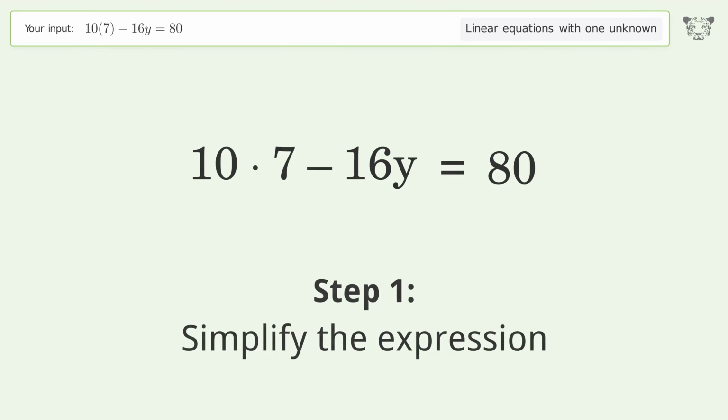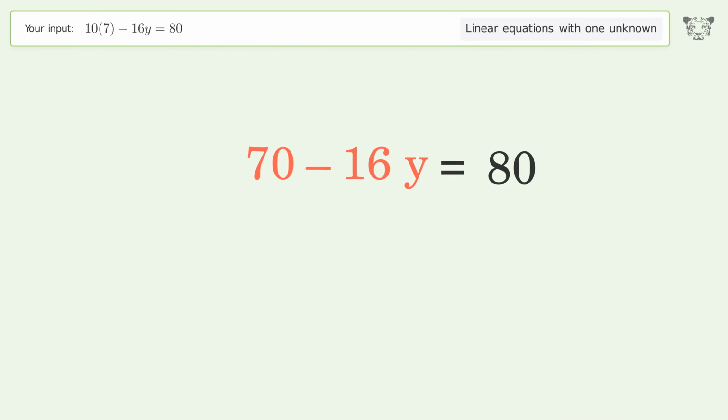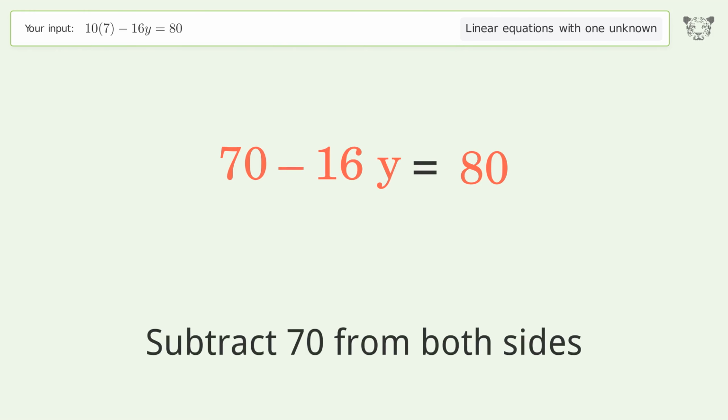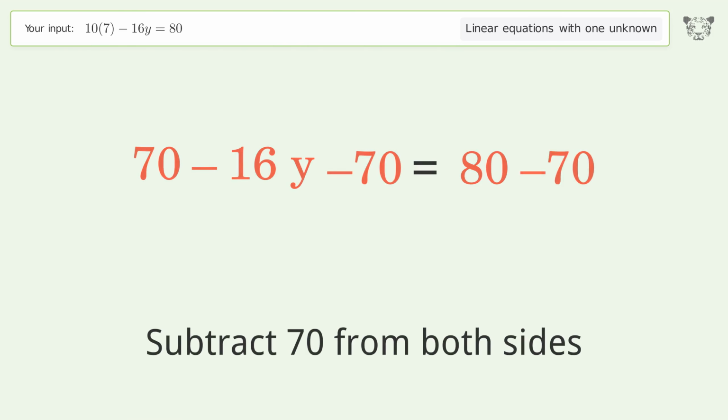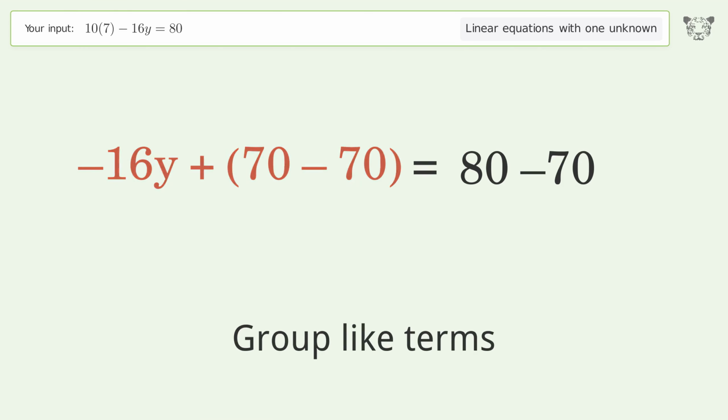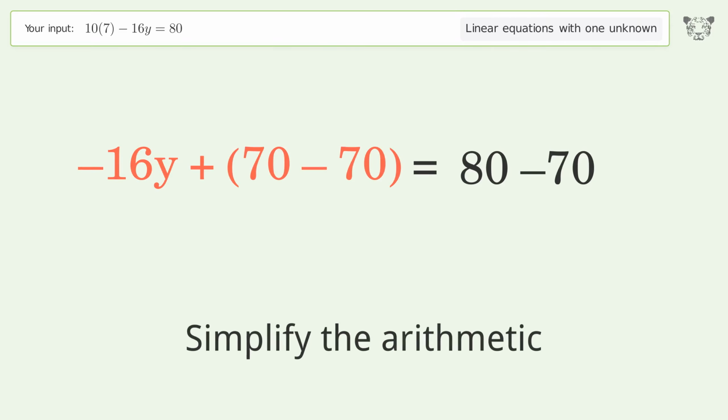Simplify the expression. Group all constants on the right side of the equation. Subtract 70 from both sides. Group like terms. Simplify the arithmetic.